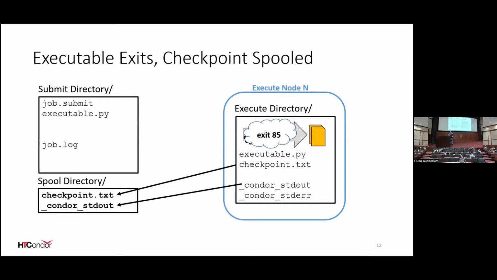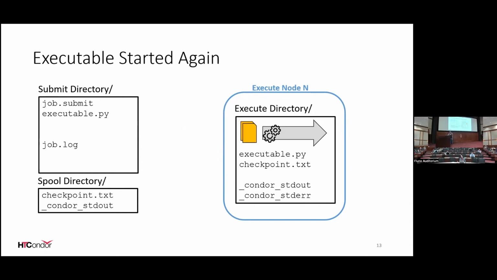And what Condor does, without leaving the machine it's currently on, is copy those back to the spool directory on the submit node. It copies back checkpoint.txt, because you told it to. That's the yellow files there. And Condor standard out, because that was also in your checkpoint file list. You don't need to do that in 9.0.6. You'll notice that Condor standard error is not copied back, and therefore it will not be preserved. Then it just resumes, re-executing executable.py in the execute directory on execute node N.